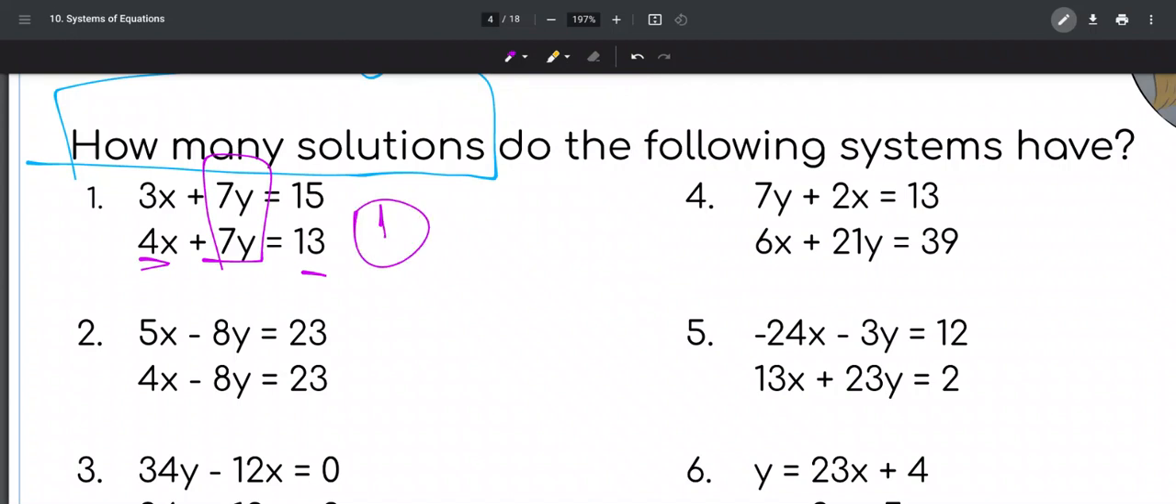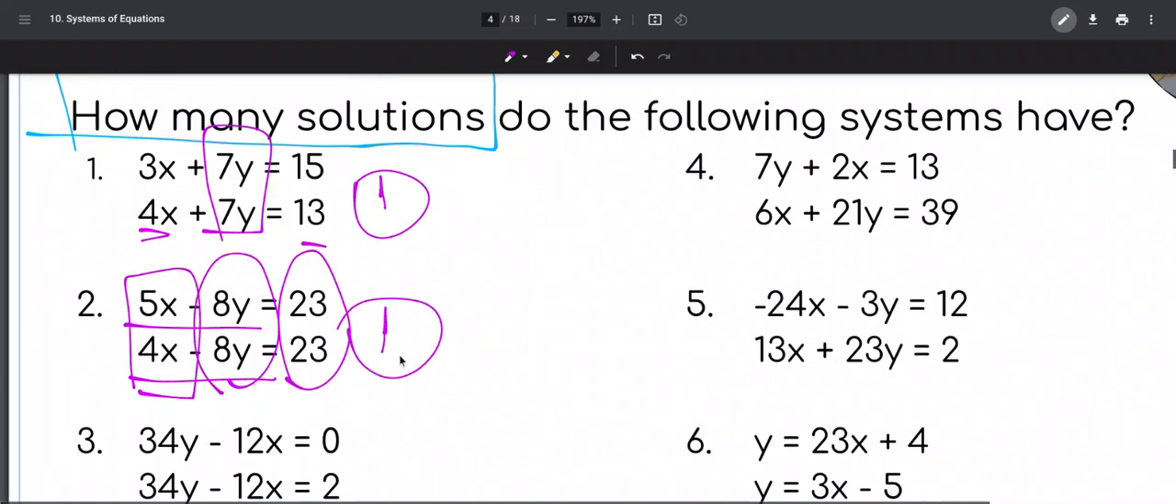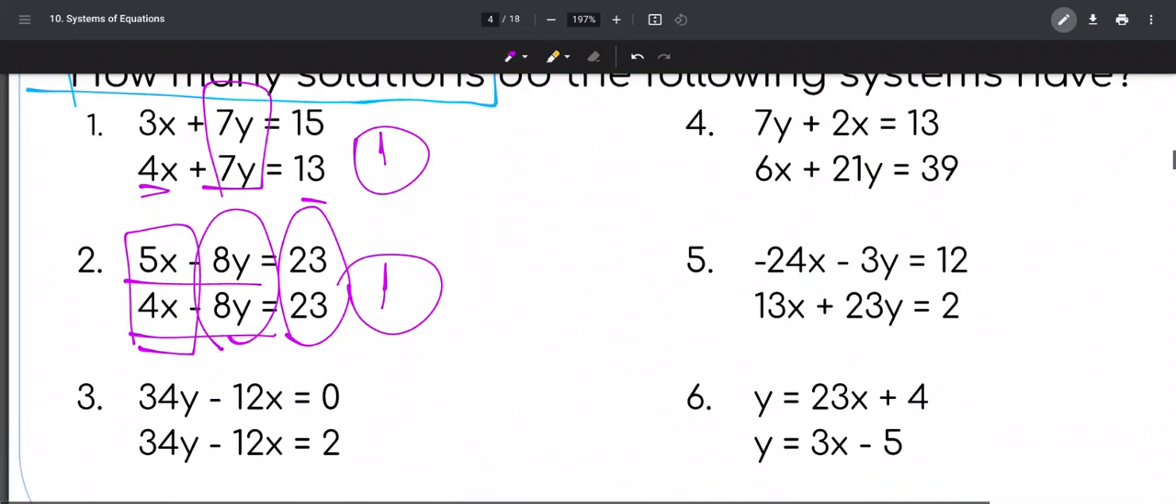Let's look at number 2. 5x minus 8y and 4x minus 8y. They have the same y, but they have different x's. So one solution, because they are different equations. They are not the same equation, and they are not the same equation with a different constant.